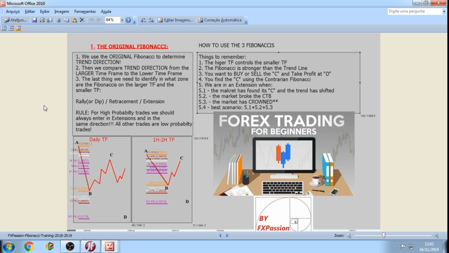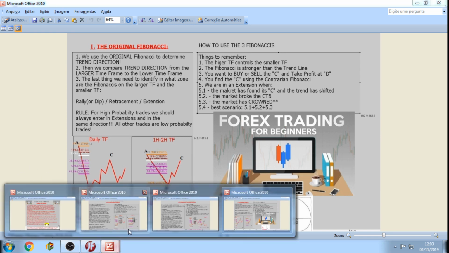And the last thing, we need to identify the zones, right? And for high probability trades, you should always enter in extensions and in the same direction. Things to remember: the higher time frame controls the smaller time frame, the Fibonacci is stronger than the trend line, and you want to buy or sell the C and take profit at D. So this is the original Fibonacci and the rules.